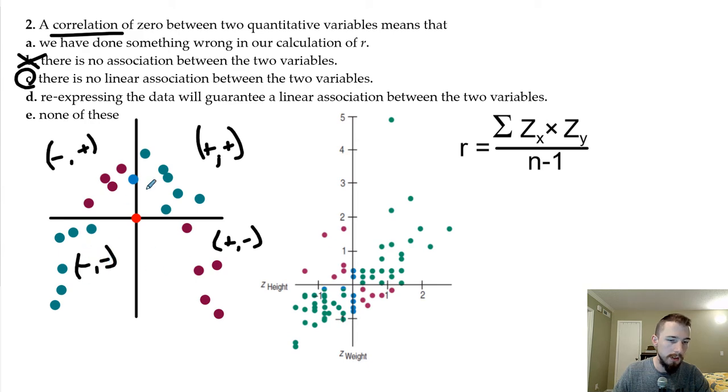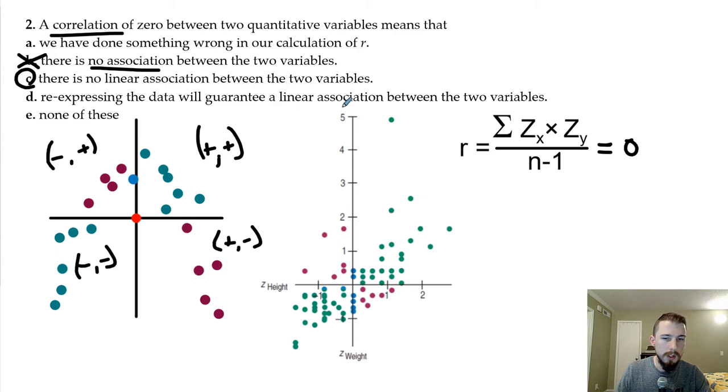Yeah, exactly. So when we take the sum of the products of those z-scores, it's going to actually be equal to 0. But that doesn't mean there's no association. It's just not a linear association. So you got to be careful. It doesn't mean there's no association between the two variables. It just means there's not a linear association between two variables. So the correct answer is going to be C.